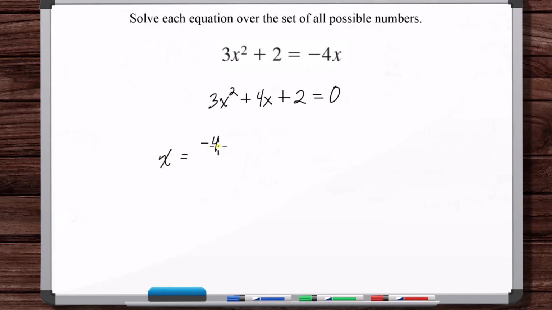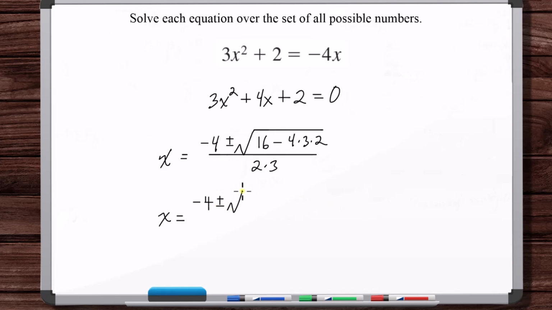So minus b plus or minus the square root of b squared minus 4 times a times c, all over 2 times a. Okay, so let's see. This is 16 minus 24.